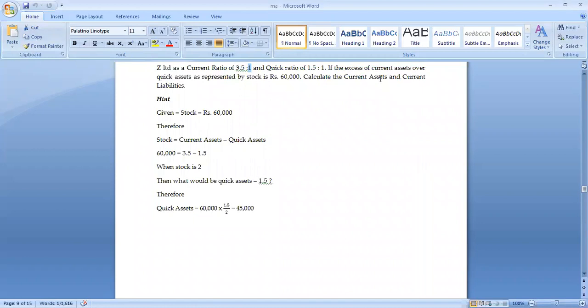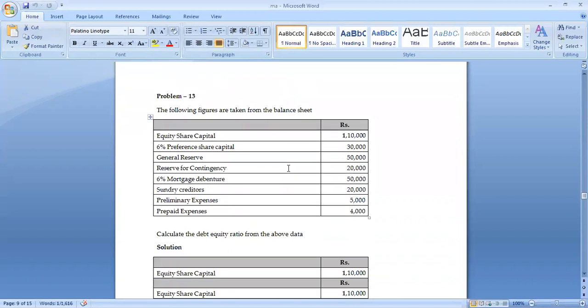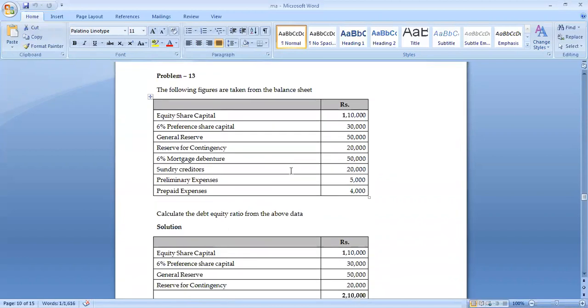To find out the current assets, you all know it is 3.5 divided by 2 multiplied with 60,000. Again, the current liability is the same: 1 divided by 2 with the same value of 60,000. The next one is very important: to find out the debt equity ratio as well as the proprietary ratio.